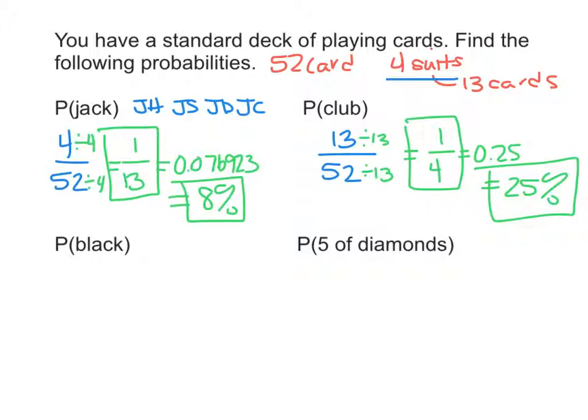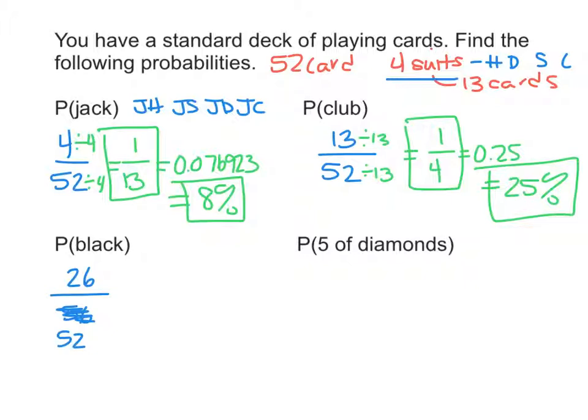All right, the probability of getting a black card. Well, in the 4 suits, you have hearts and diamonds, which are both red, and you have spades and clubs, which are both black. So 2 of the suits are black, and each of the suits has 13 cards. So 13 times 2 means there's 26 total black cards in the deck out of 56 total. Excuse me, I'm sorry. Out of 52 total.